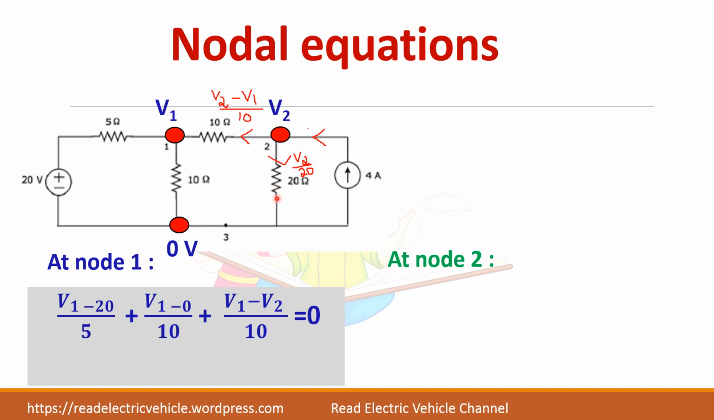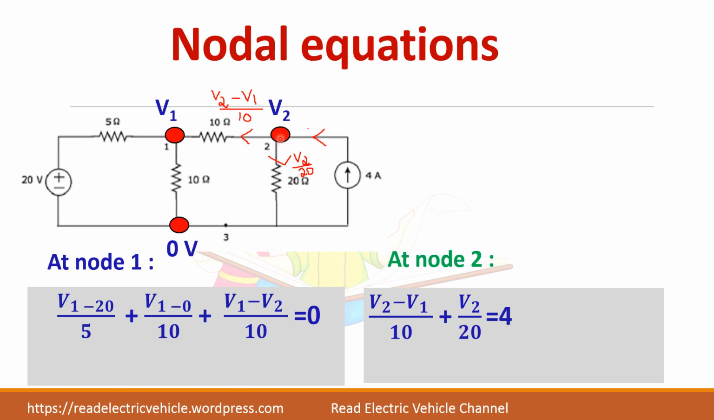And for this branch, it is V2 by 20. So here two currents are leaving the node. Add those currents, and that will be equal to the current entering the node, that is equal to 4. If you solve the equations, you will find what V1 and V2 are. In the question, it is asked to write the equation alone, so I stopped here, but you can solve the equations and find V1 and V2.